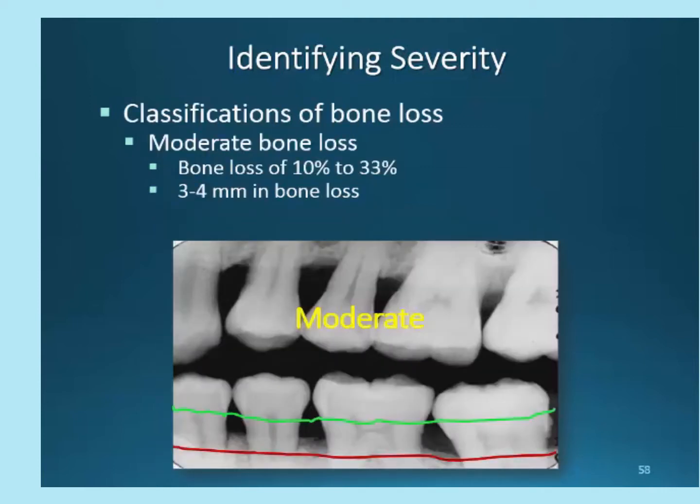Moderate bone loss occurs when 10 to 30% of the supporting bone has been destroyed. Note the changes between the green and red lines. The red line indicates the migration of bone and the loss of support. 3 to 4 millimeters of bone has been lost, and when probing depths reach areas of 3 to 4 millimeters, readings determine this moderate bone level and are most common.